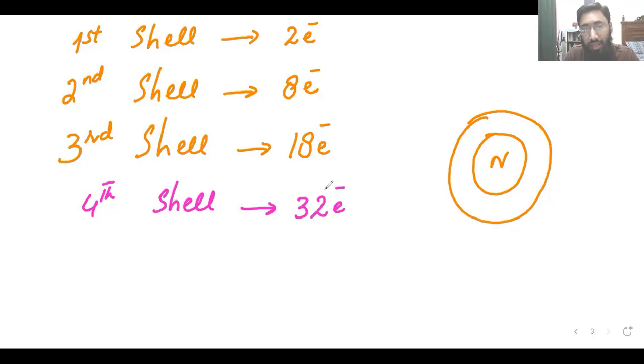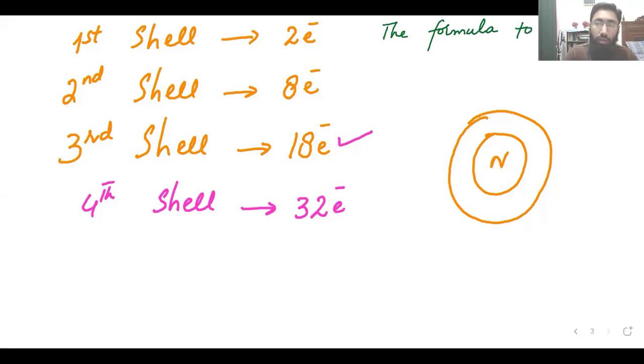And how am I saying that the first shell can accommodate 2 electrons, the second shell 8 electrons, the third shell a maximum of 18 electrons? There is a formula. By using this formula, we can figure out the number of electrons in any shell. You guys can note this formula.